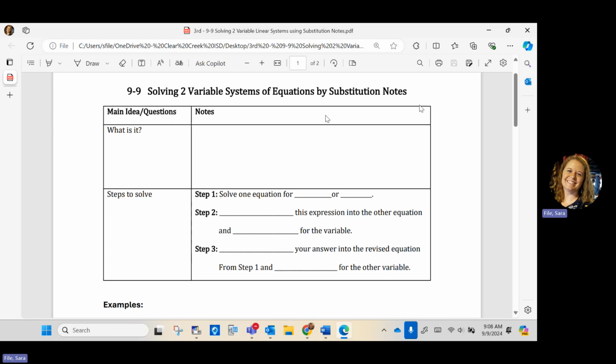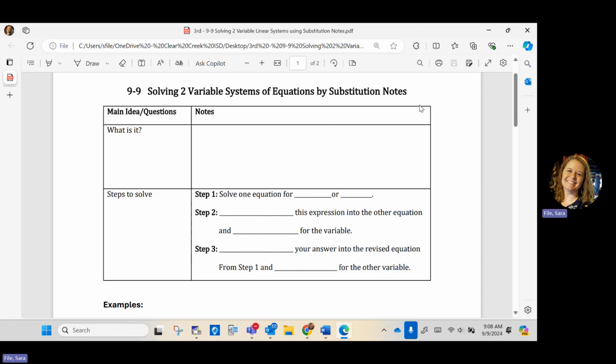For these though, to be a solution, you have to make both equations true. So to do that, the point would have to fall on both lines. If we have two lines and we need a point that is on both lines, where would that be?